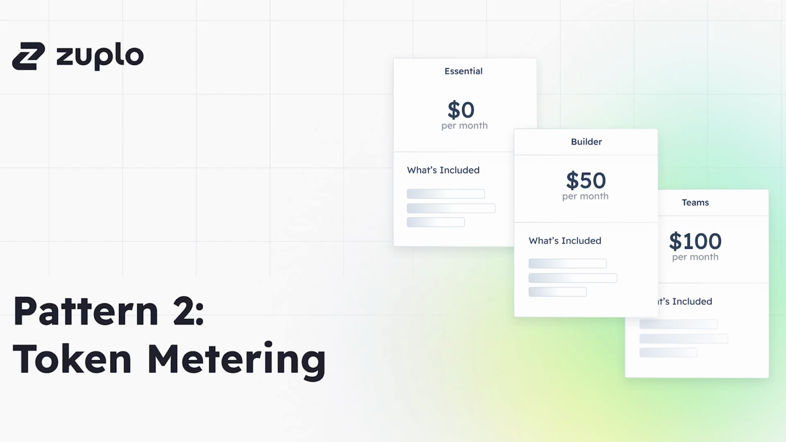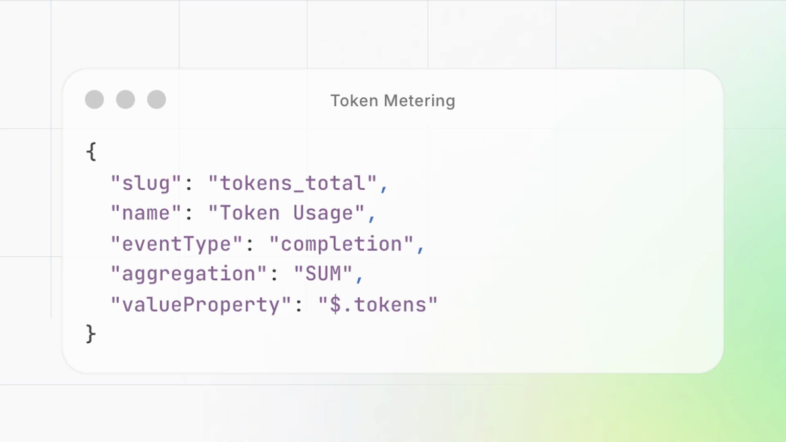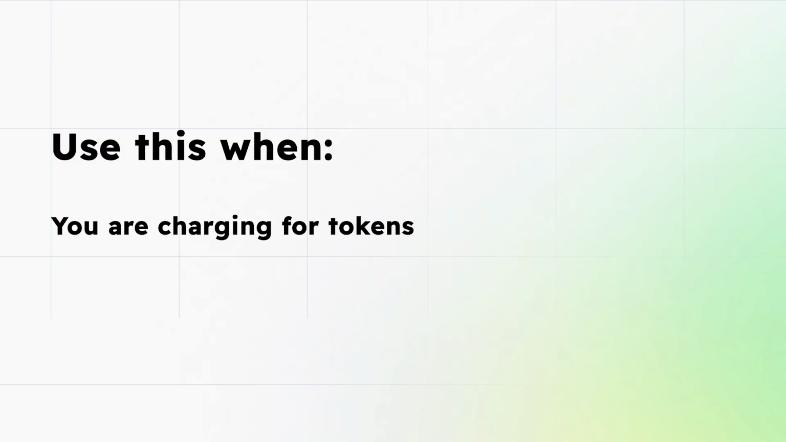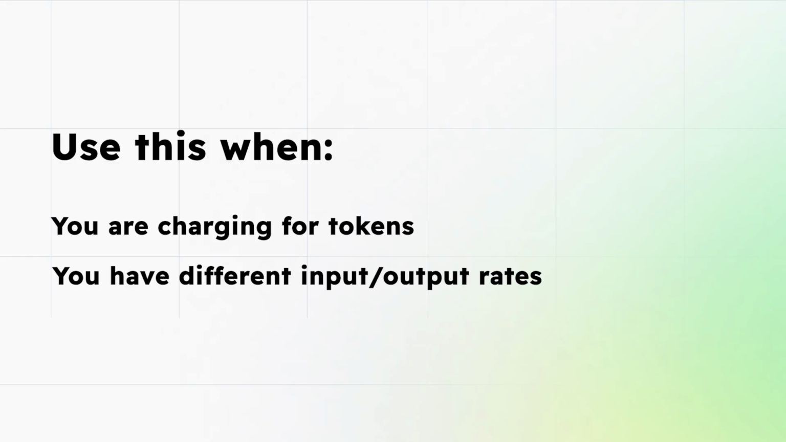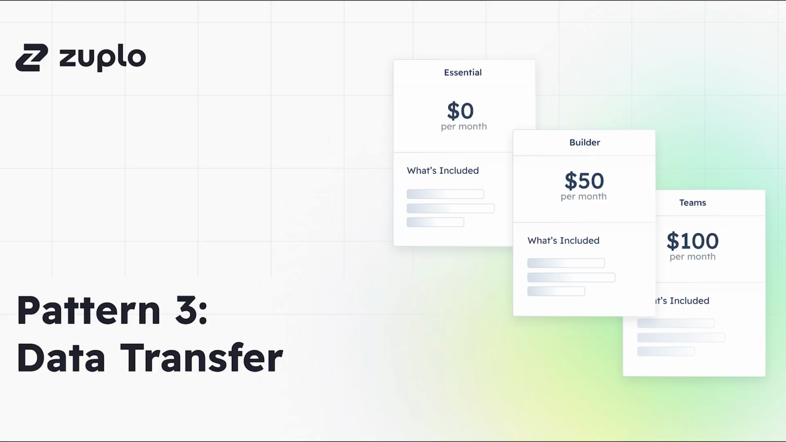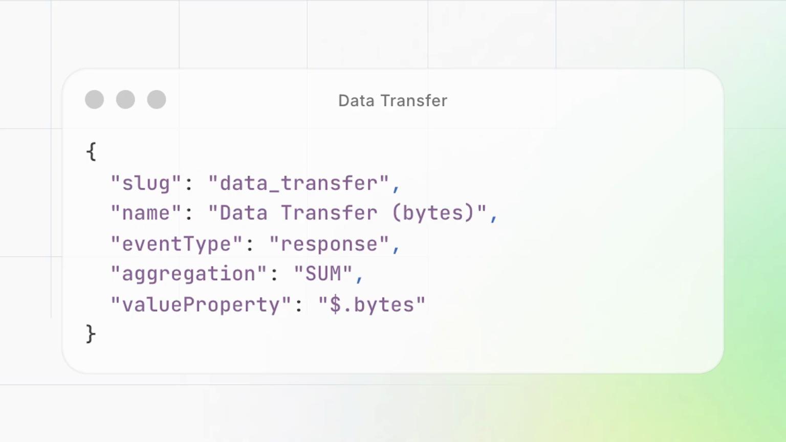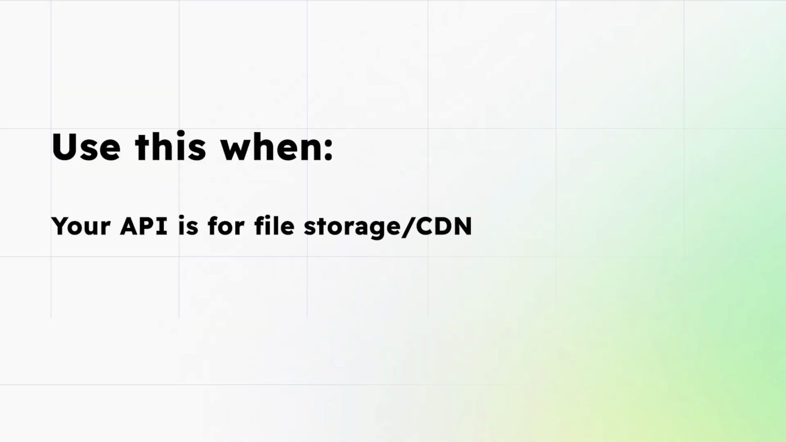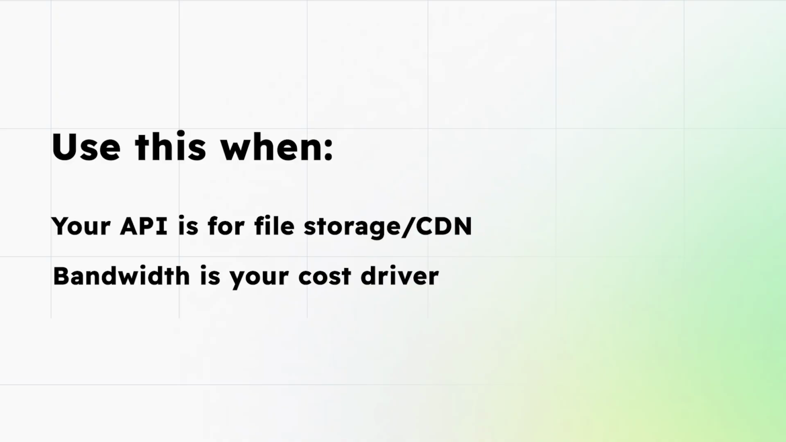Pattern 2. Token metering. This is essential for AI applications. Your backend calls the model, gets a token count back, and reports it. Now you can price like OpenAI does, per 1,000 tokens, with different rates for input and output if you want to get really granular with it. Pattern 3, data transfer. This just tracks bytes, useful for file storage APIs or CDNs or any service where the bandwidth is the real cost driver.